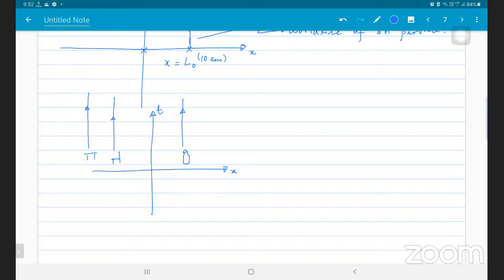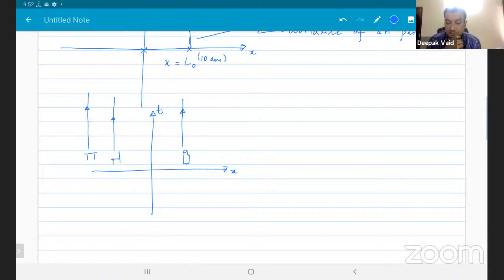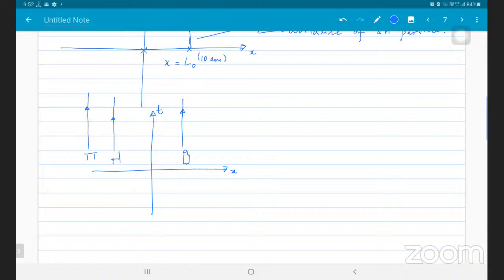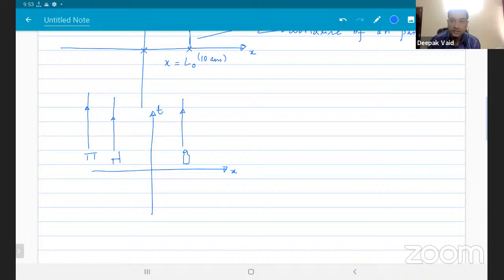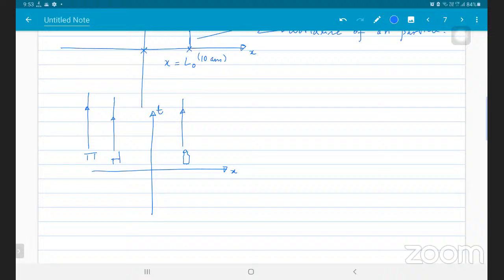So these space-time diagrams are like a frame of reference for a particular observer. Absolutely. That's exactly what they show. They show space-time as seen by a particular observer.